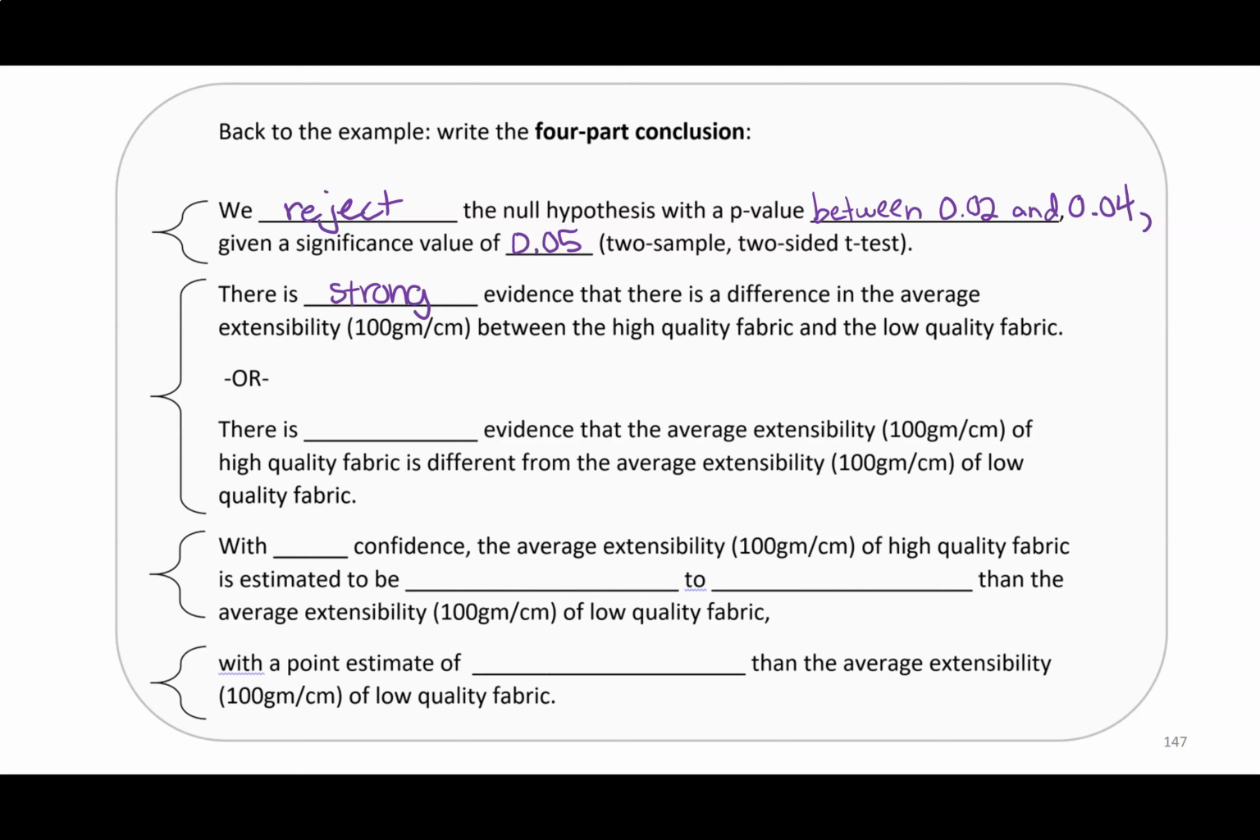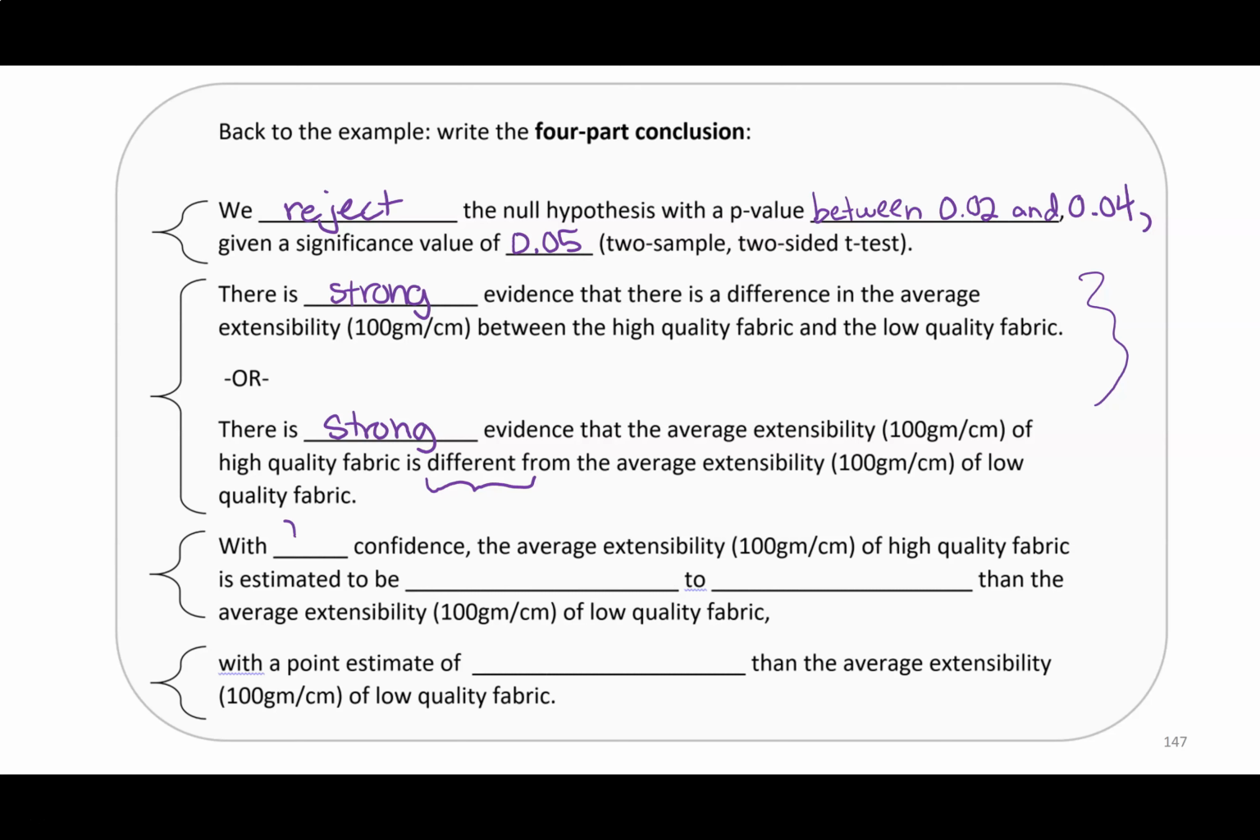It's strong evidence that there is a difference in the average extensibility between the high quality fabric and the low quality fabric. You could also write it, there is strong evidence the average extensibility of the high quality fabric is different from the average extensibility of the low quality fabric. The big thing here is if you write it the second way, if it had been a one-sided test instead, you could just swap out less than or greater than, and that would have been easy to do. It's a little funkier to just replace a word and make it one-sided if you do it the first way. We're totally happy with either way, though.